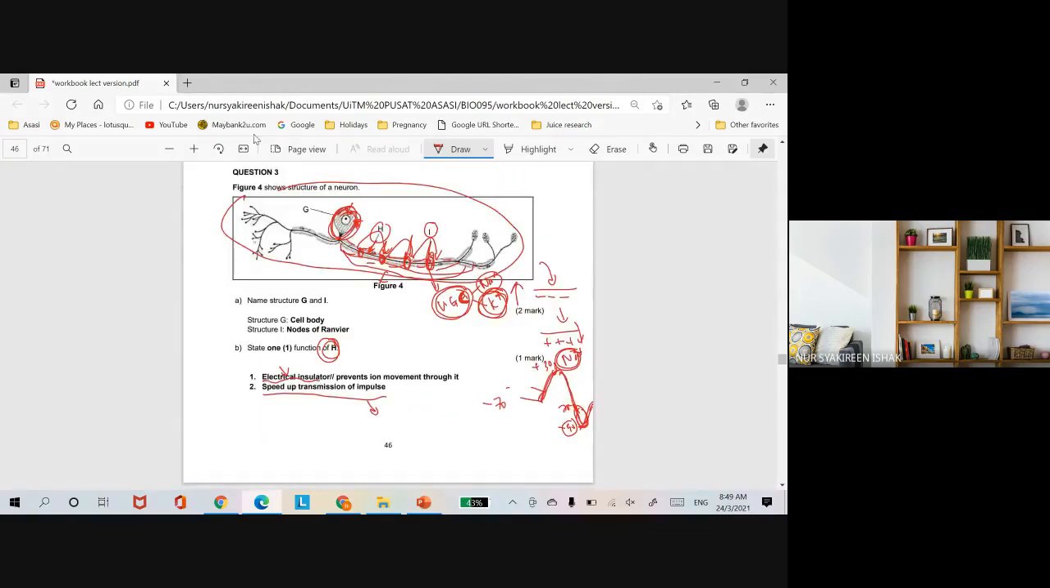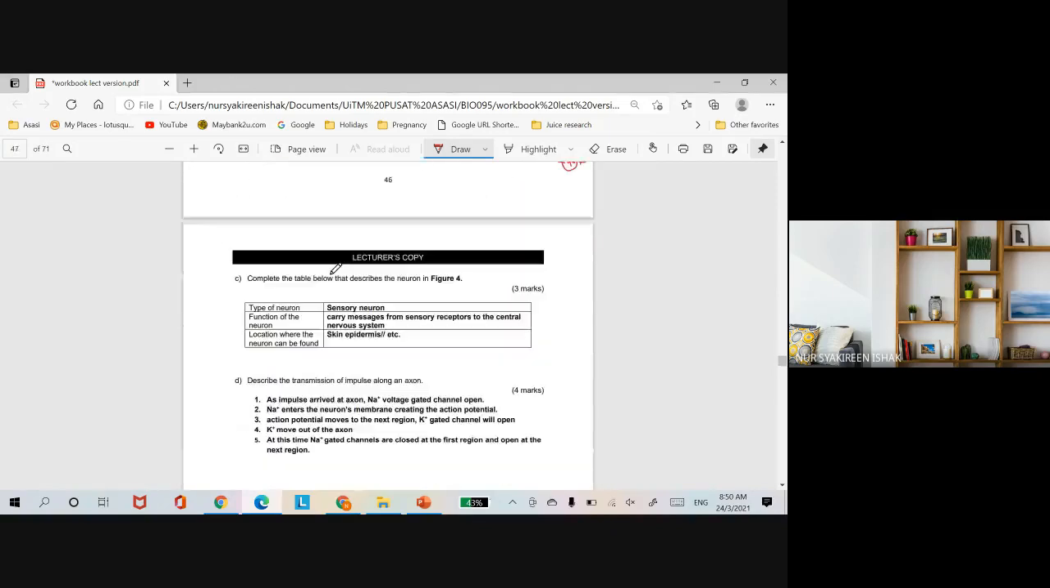Kalau motor neuron, dia macam biasalah, kan? So you have the cell body, you have the dendrite, kan, and then you have the axon, and then you have the axon terminal. That is the motor neuron. Kalau interneuron, if you look at your diagram, you have the dendrites, okay, and in the short distance you have the synaptic terminal lah. Macam itulah. You please refer back to your notes to look at the difference in the structure of the three neurons. Okay, so this one is the sensory neuron. So the function of the sensory neuron is to carry message from sensory receptor to the central nervous system, to your brain lah. Okay, so location, for example, the epidermis of the skin.